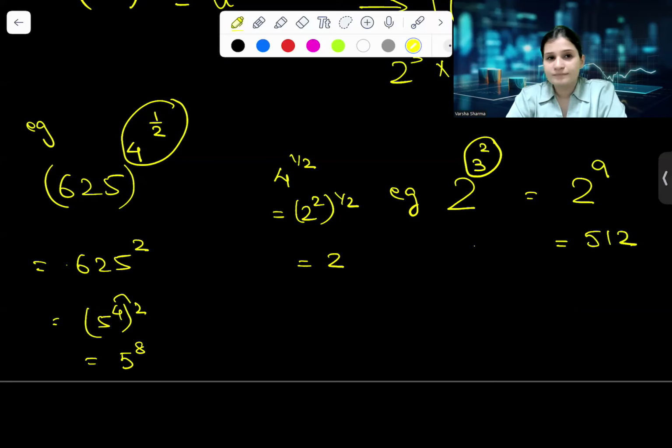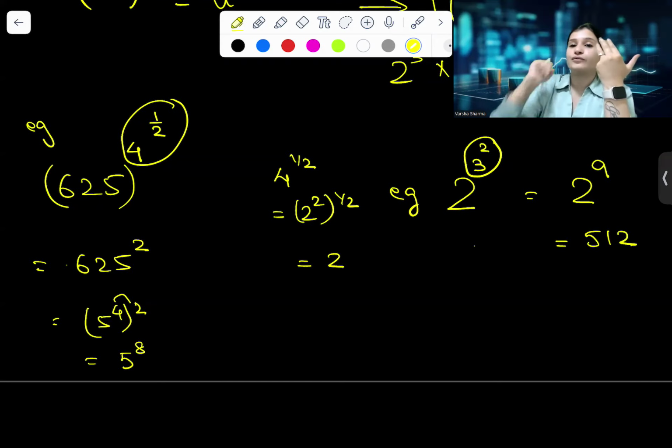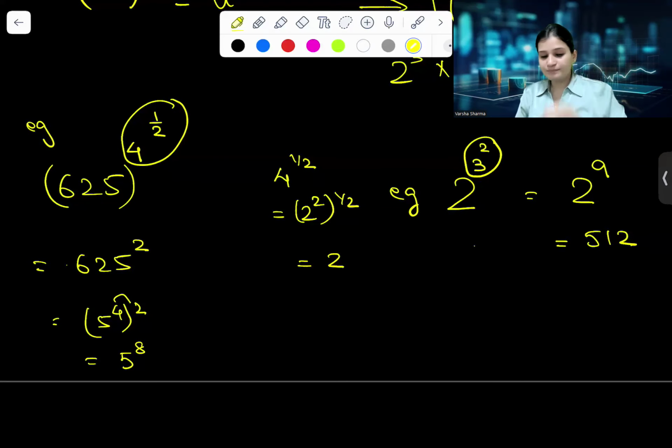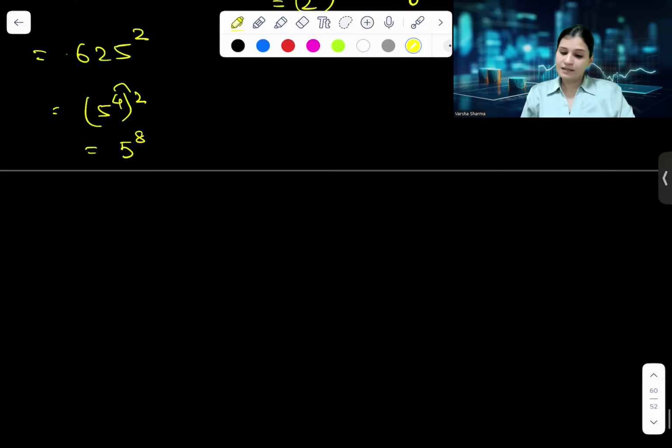Done? So the first property, anything raised to the power 0 is 1. Second property, same base multiply, power add. Third property, same base divide, power minus. Fourth property, if the numbers are on the same floor, they can get multiplied. If there are 2 different floors, we start solving from the top 2 floors.